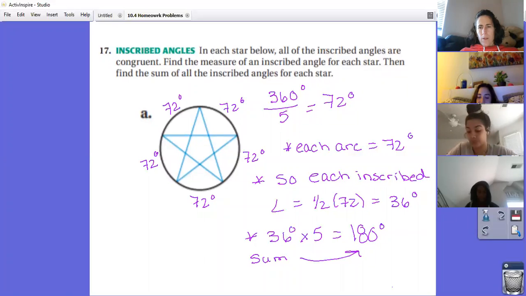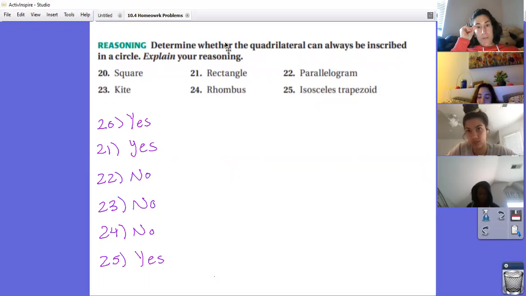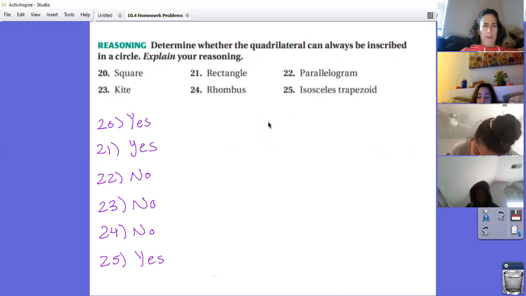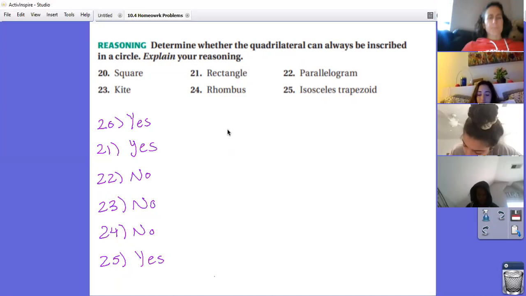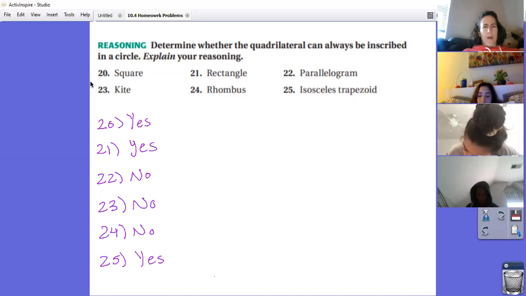Okay. All right, so let's go over 20 through 25. The only thing you really have to keep in mind when answering these questions is that in order for these quadrilaterals to be inscribed, opposite angles have to be supplementary. It means they have to add to 180. So that's why 20 and 21, a square and a rectangle, would be a yes. Because if you think about it, in a square and a rectangle all of the angles are 90 degrees, so opposite angles would be supplementary. That'll be the reason for that.